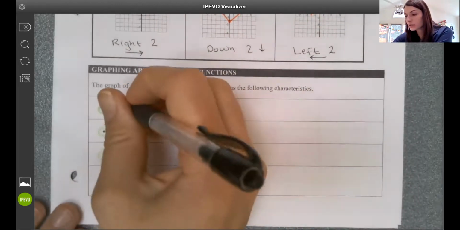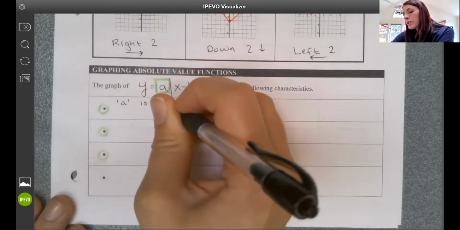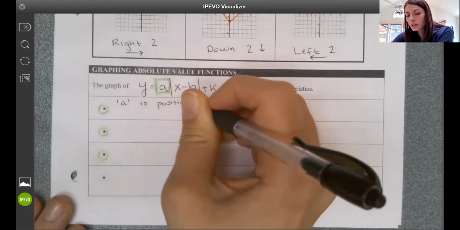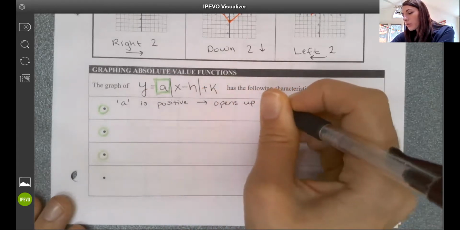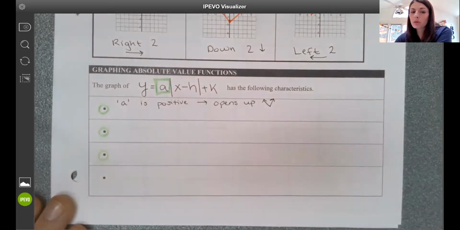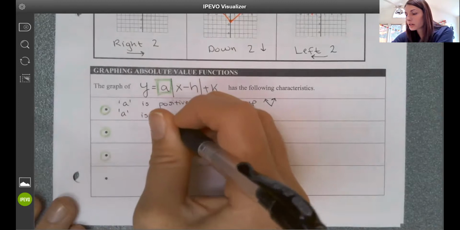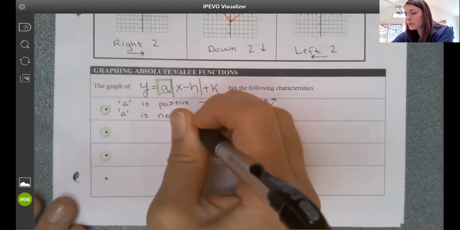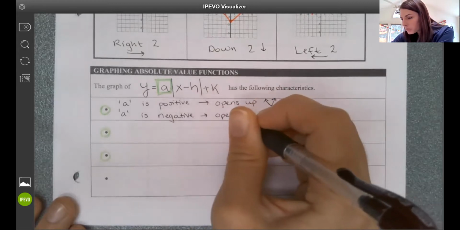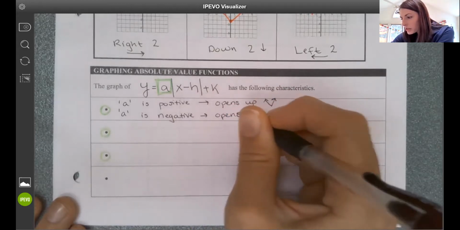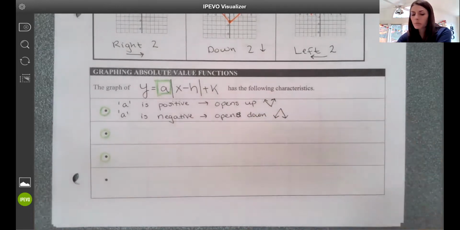So one thing that a tells us is if a is positive, then my graph opens up. So V-shaped graph opening up like that. If a is negative, then we know it opens down. My graph will look like that.